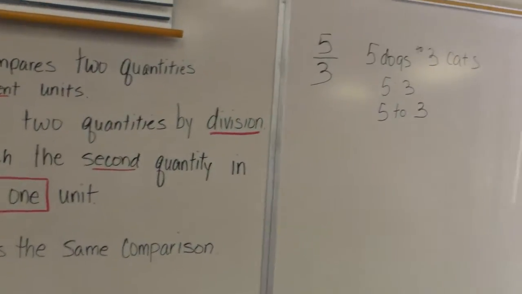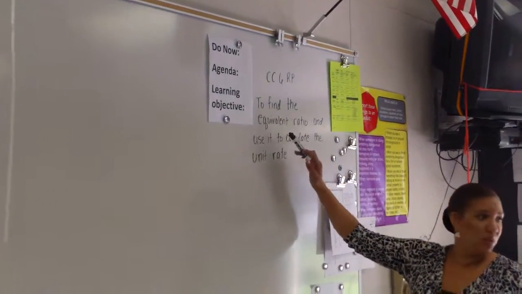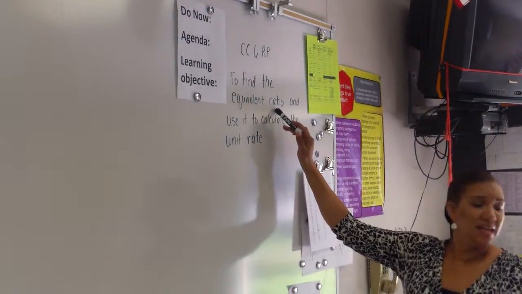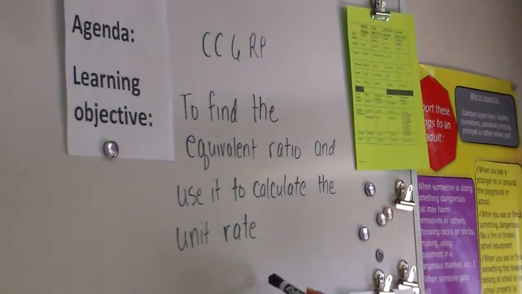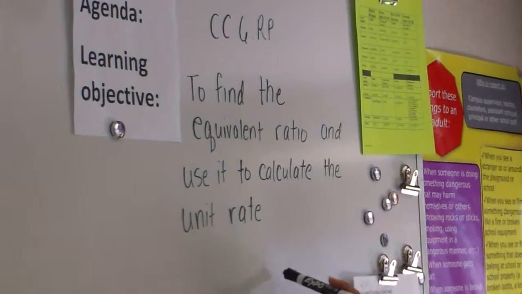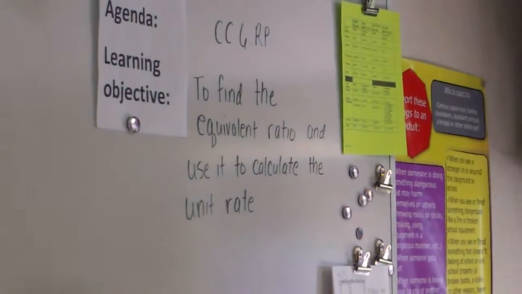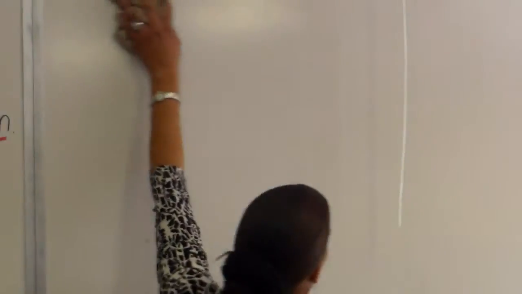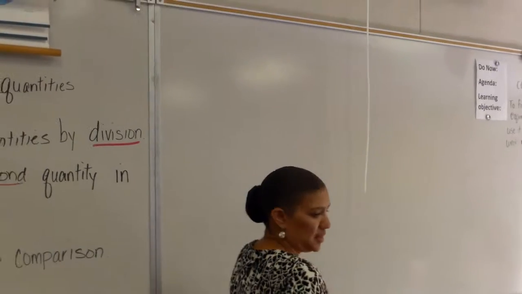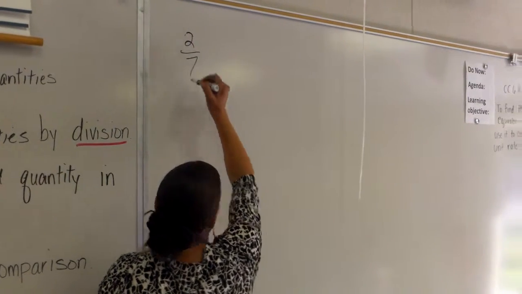So our objective of the day is to find the equivalent ratio and use it to calculate the unit rate. That's what we're doing today. So how do I find the equivalent ratio? Let's do that now. Let's take an example. Okay, we have 5 to 3. Let's do 2 to 7. I want you to write this down. Let's say we have a ratio of 2 to 7.